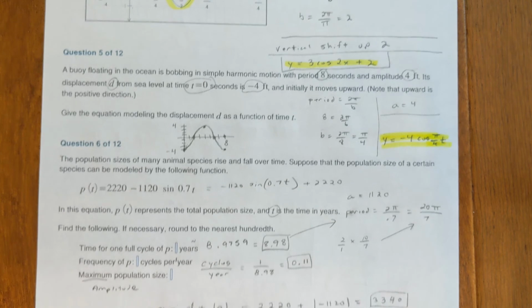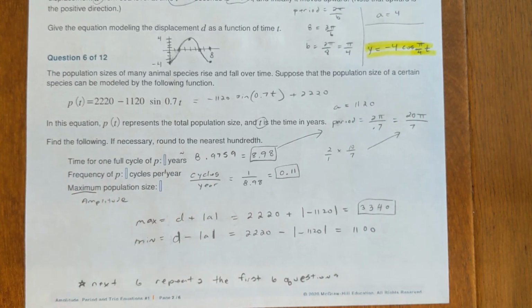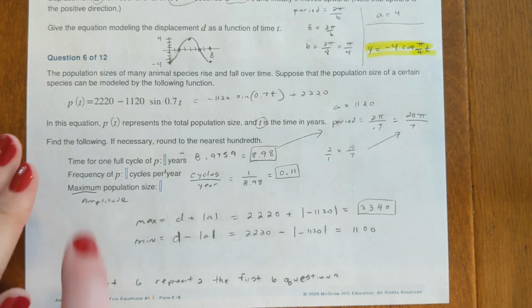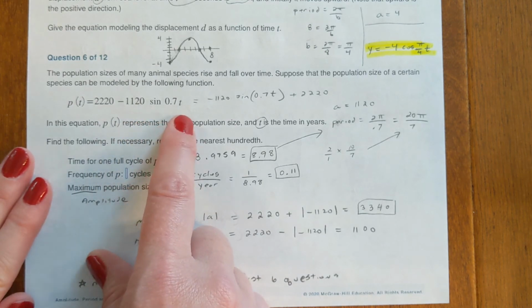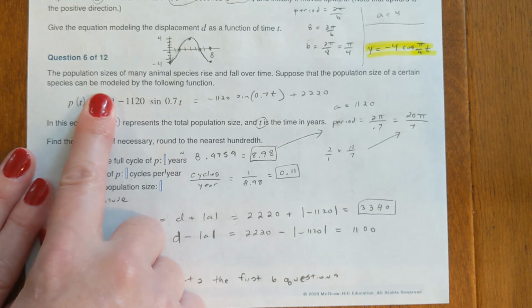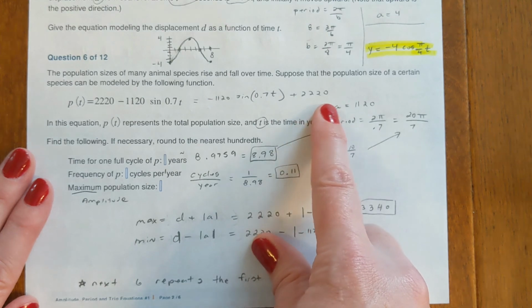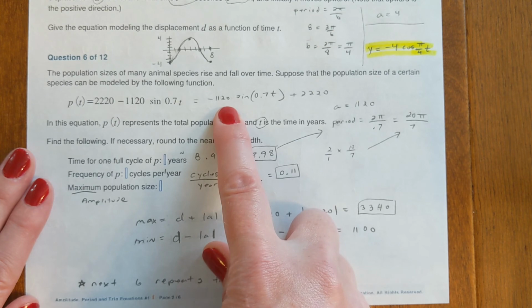On number 6, it says the population sizes of many animal species rise and fall over time. Suppose the population size of a certain species can be modeled by the following function: 2,220 minus 1,120 sine 0.7t. So again, I just rearranged the chunk. It made me happy. So -1120 sine 0.7t plus 2,220. So the amplitude is 1120.